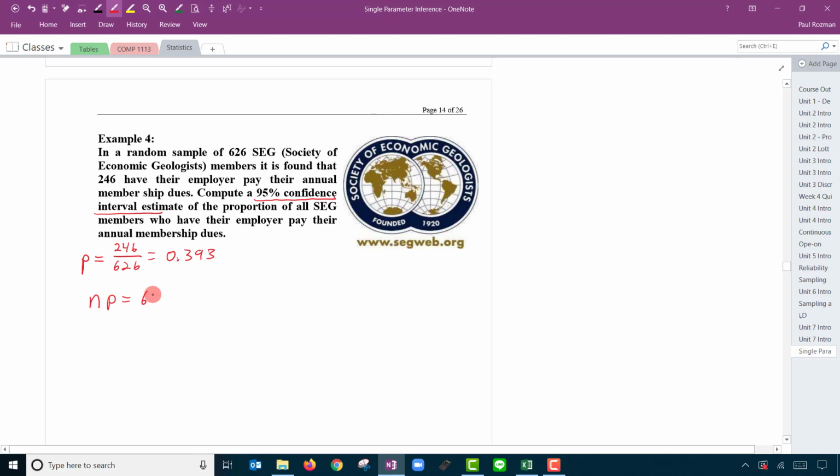Our n in this case was 626. Our p is 246 out of 626. So we get 246, which is certainly greater than or equal to 5. So that part checks out.